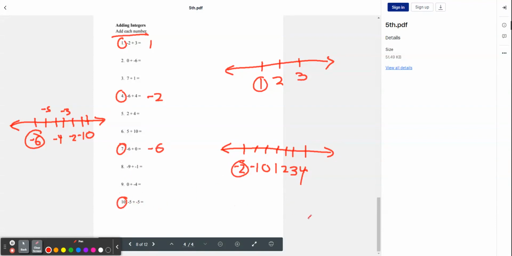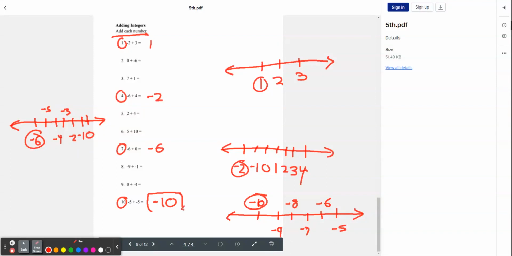Let's try 10. This time we're using 2 negative numbers, but we're going to use the same method. We're going to start from -5, and we're going to move to the left 5 times. 1, 2, 3, 4, 5. -6, -7, -8, -9, and -10. That is our answer. And that is it.